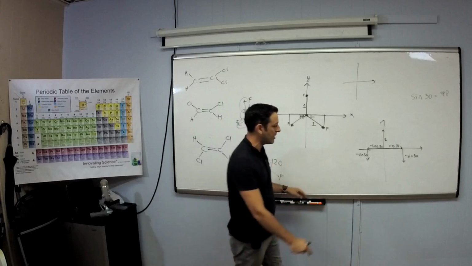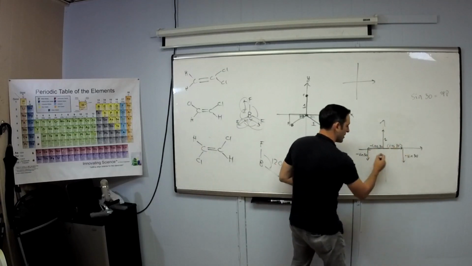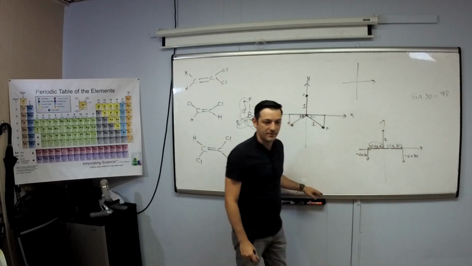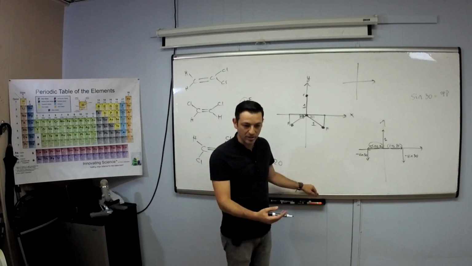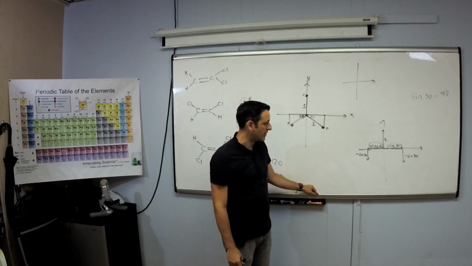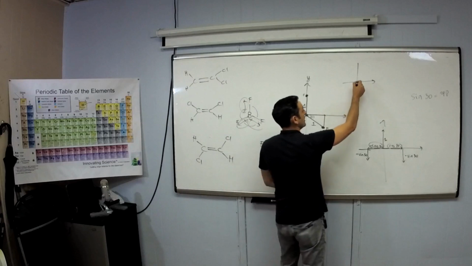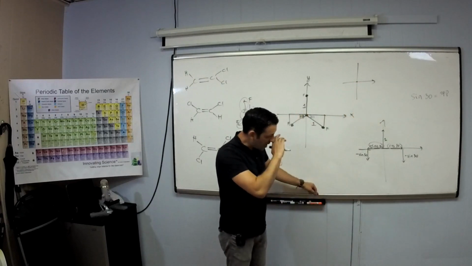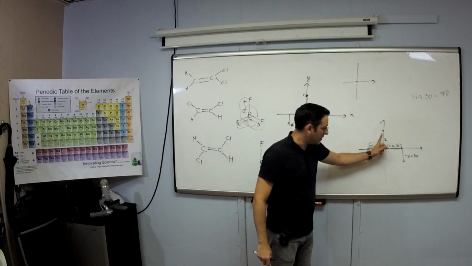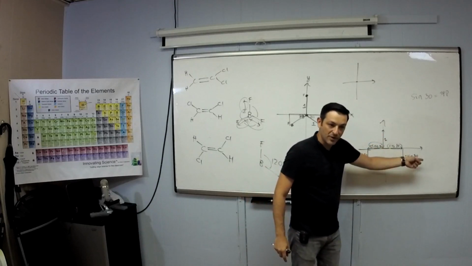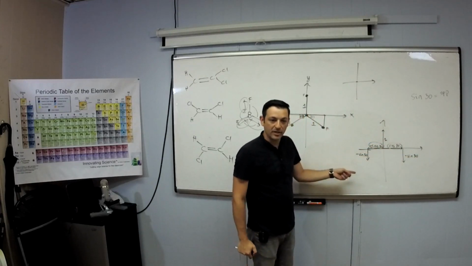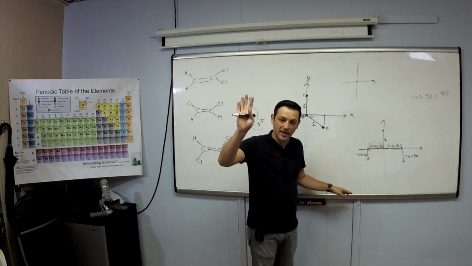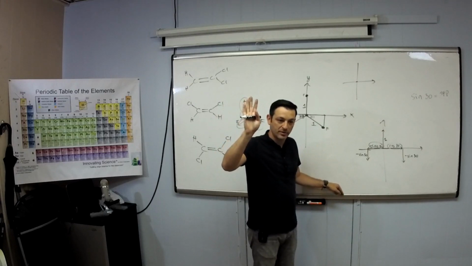But let's double check. For the x, it's cosine of 30 plus the negative cosine of 30, which is 0. Cosine of 30 plus negative cosine of 30 is 0. So it's 0 on the x. What about on the y? It's 1 plus the negative sine of 30 plus the negative sine of 30. How many of you here know what the negative sine of 30 is worth?